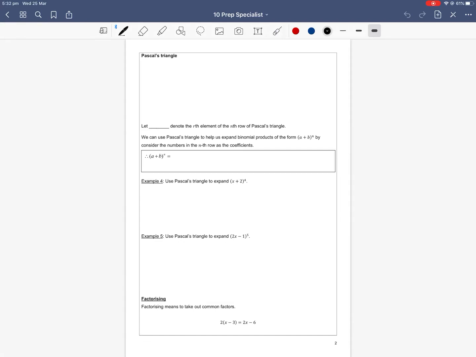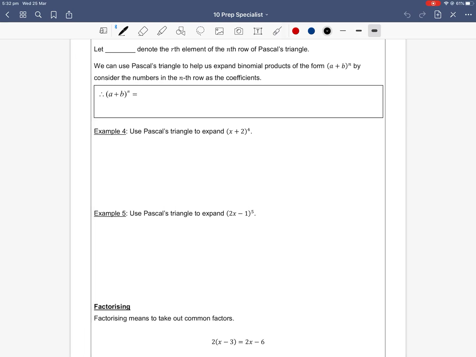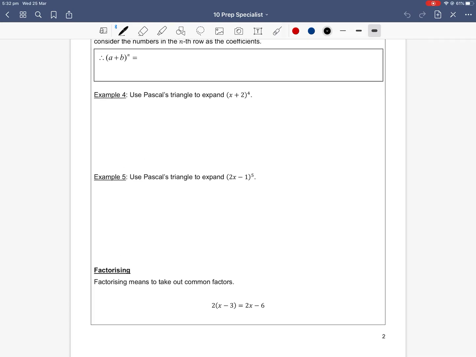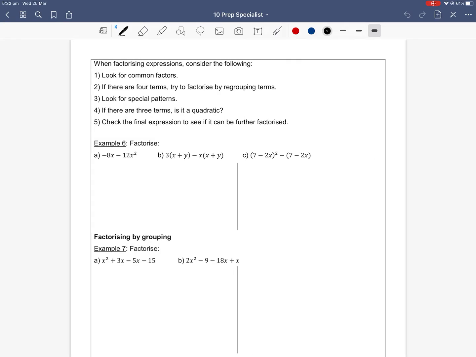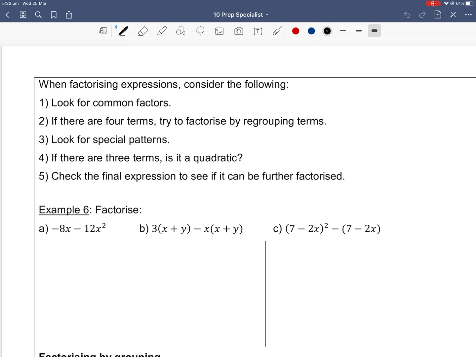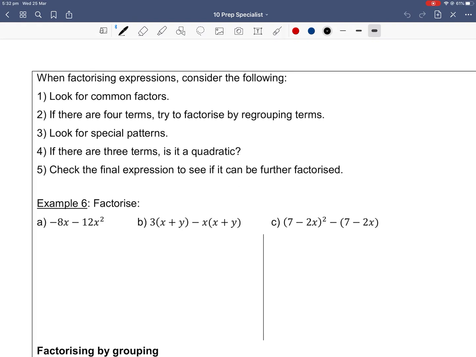Hello. So we are going to continue looking at factorizing. Last lesson we started looking at factorizing expressions. Factorizing is to take out any common factors, which is the opposite of expanding. We talked about how we wanted to focus on different patterns.